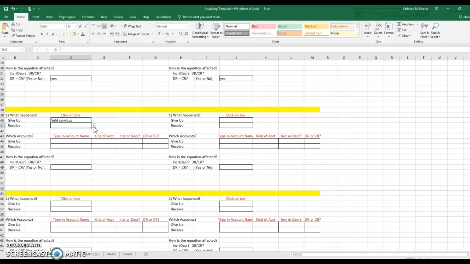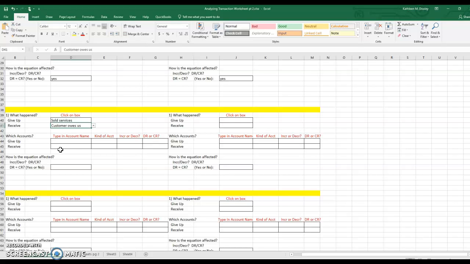What did the business receive? Well, it didn't receive cash today. We sold the services on account, which means the customer is going to pay us later. We're going to receive it later. But today, the customer owes us. They legally owe us.